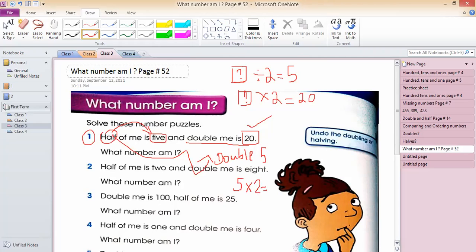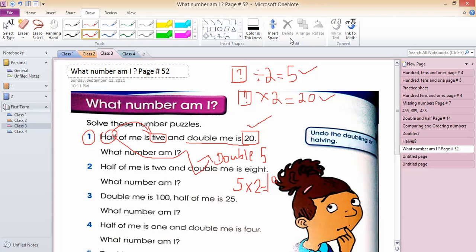5 multiplied by 2 equals what, guys? 10. So 10 is the number. If you divide it by 2, you will get 5. If you multiply it by 2, you will get 20.